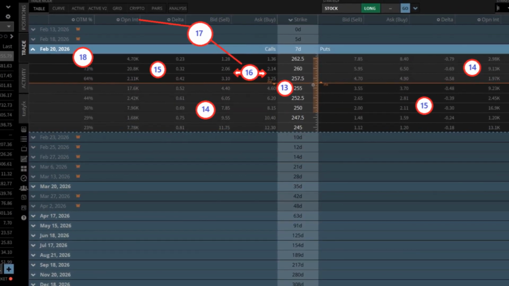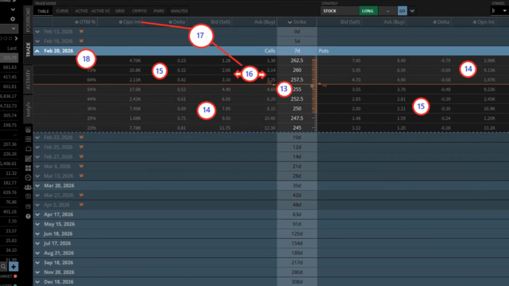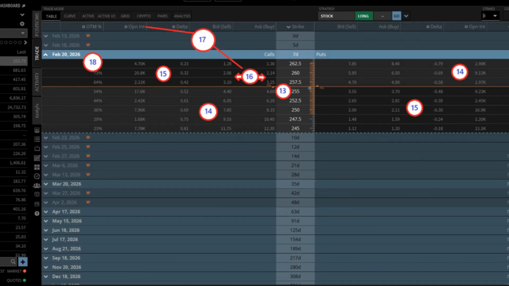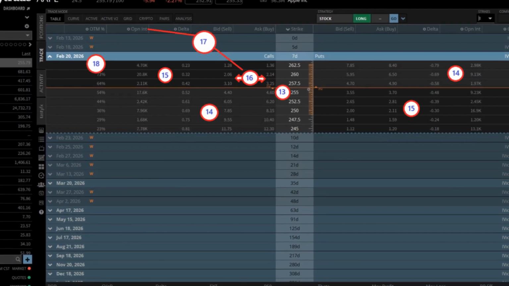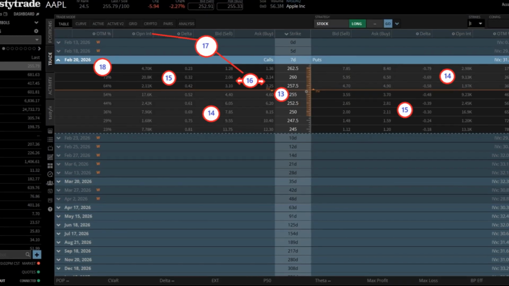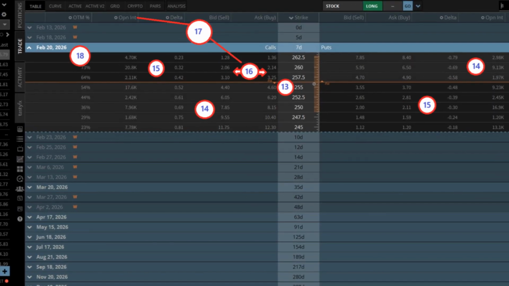16. Bid-ask spread. This is the difference between the bid price and the ask price. It is your hidden cost in every trade. Small spread equals good liquidity. Large spread makes it harder to enter and exit. Beginner rule: always prefer tight spreads.